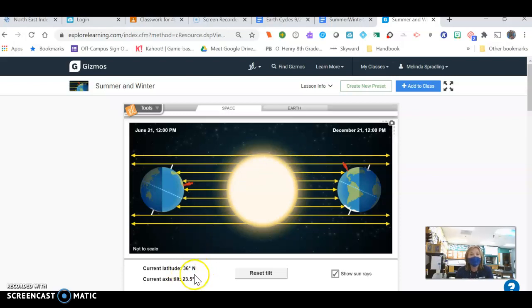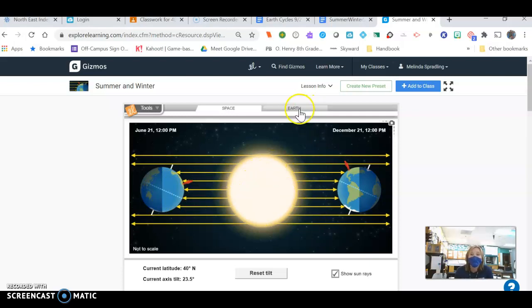Another thing is the current latitude. You know, San Antonio is at, I think we're like 26 or 29, but the gizmo tells you to go to 40 degrees north. So you've got your northern hemisphere and your southern hemisphere, so make sure that you're looking at that as well.